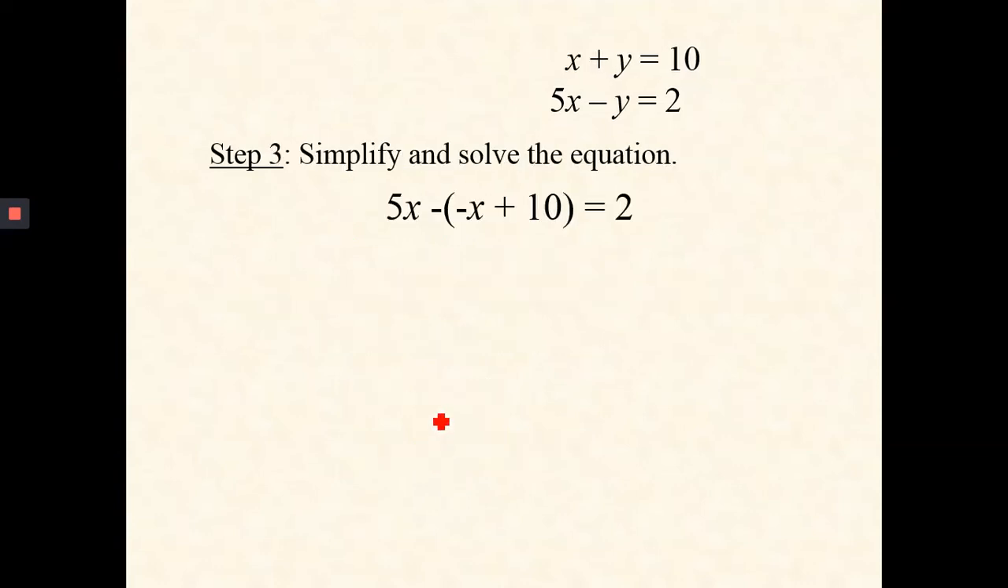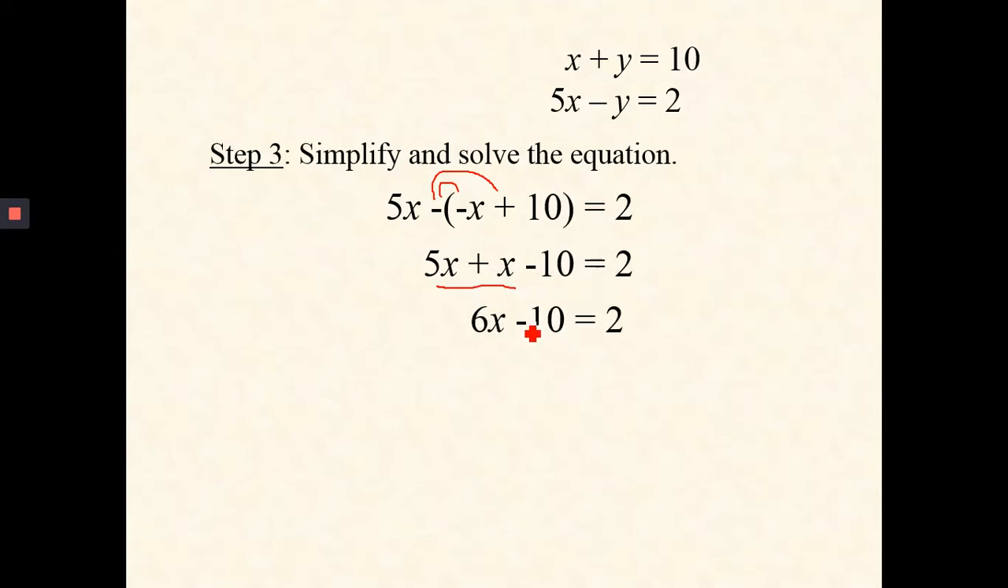So you now have 5x, negative times negative, that is positive x. Then negative times positive, that is negative 10, equals 2. After that, we're now going to simplify. Let us combine this one: 5x plus 1x, that will be 6x, minus 10 equals 2.